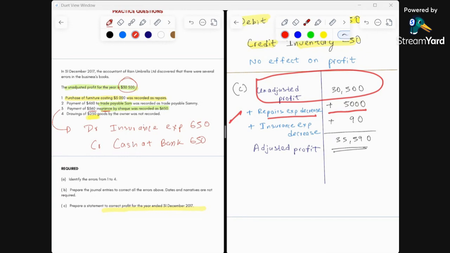And the other effect on profit was for transaction number 3, where insurance expense had to be reduced by $90. And when insurance expense goes down, profit should go up. And therefore, we are adding $90 more to the unadjusted profit of $30,500. That's it. You can choose to show transactions 2 and 4 within these calculations, but you can just really write no effect if you do so, but it doesn't really matter. So as a result, the total amount is therefore $35,590, which is the adjusted correct profit for the year ended 31 December 2017.